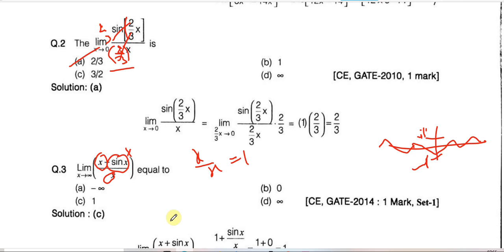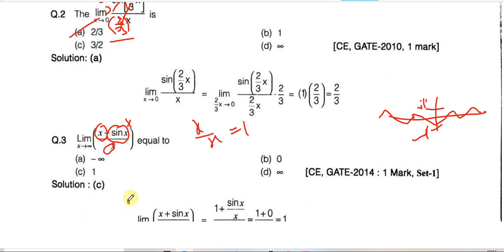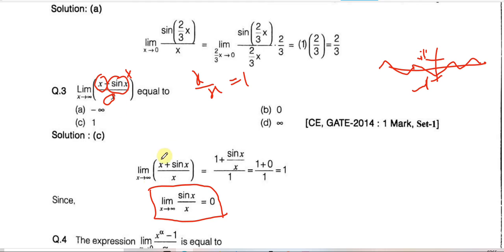Our second method is, if x approaches infinity, we simply divide by x. Then it will be 1 plus sin x upon x. Again, sin x upon x is 0, because I have already told you that when x approaches infinity, this is the infinite term and sin x is between minus 1 and plus 1, so we neglect it. So 1 upon infinity is 0. So sin x upon x, if x approaches infinity, is 0. Keep this in mind.